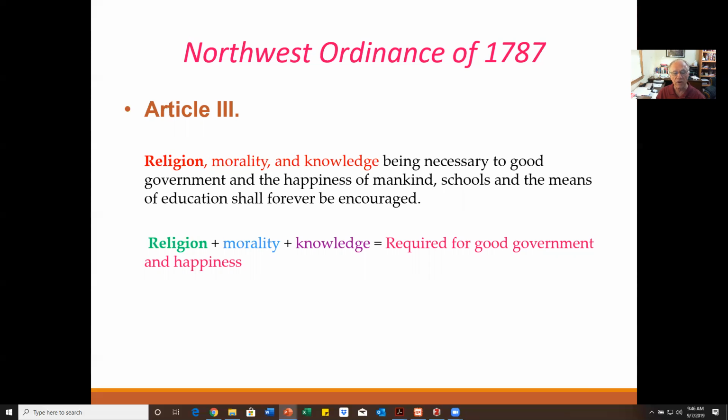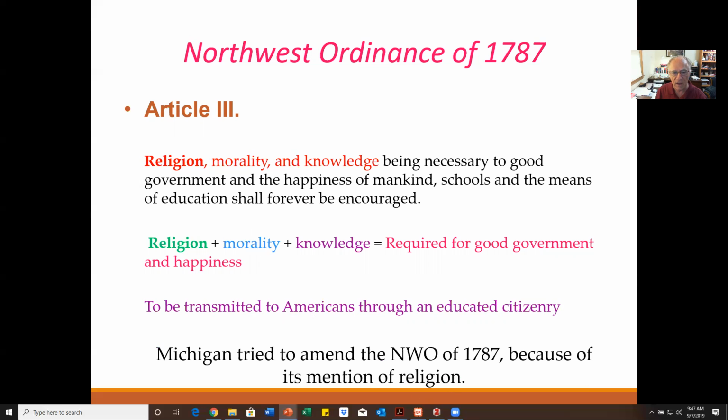Religion, morality, and knowledge required for good government and happiness. And that was to be transmitted to Americans through an educated citizenry. Our founders believed very strongly that they needed educated people. In 1804, one of the descendants of the DuPont family, Pierre DuPont, wrote that even the farmer in his field plowing is reading Descartes. In other words, even the farmers, in fact, 96% literacy already by the early 1800s. That's pretty remarkable.